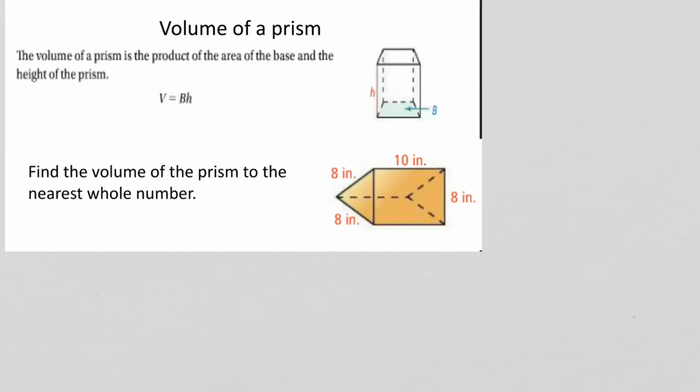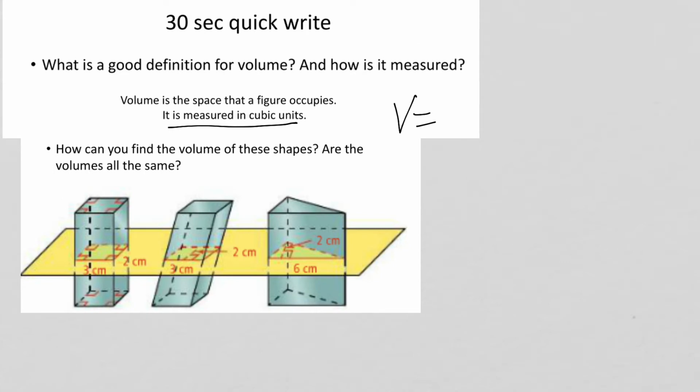let's go look at the formula for a volume first. It's B times H. So it's the product of the area of the base times the height of the prism. So taking a look at these three here, this first one here, the area of this base, this is a rectangle. 3 times 2 is 6. Here again, another one, 3 times 2 is 6.